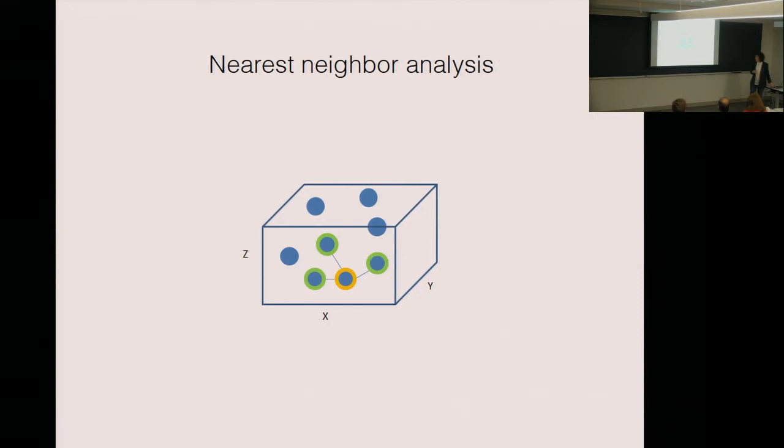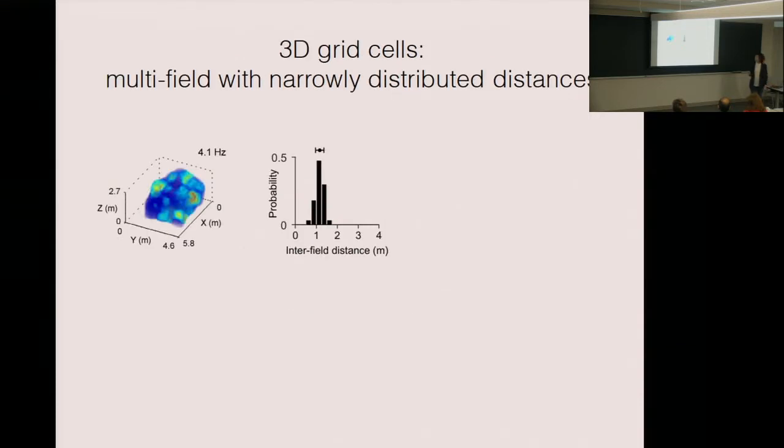The way we look at this is we compute the distance between each field and its 3 neighboring fields. We do that to each of the fields. And here I plot the distribution of the distances of neighboring fields for this example cell. And you can see that the distribution is pretty narrow, suggesting that there is a characteristic distance in this cell.